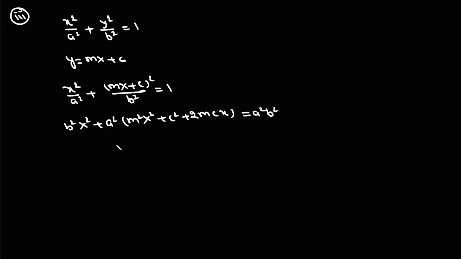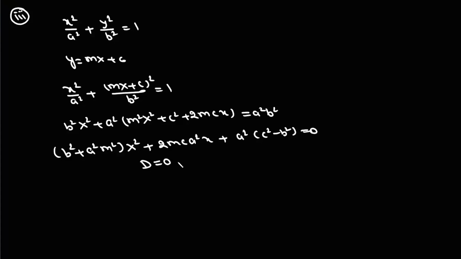Now we can write this as a quadratic equation in x. So it will be b square plus a square m square, x square, plus 2mc a square x plus a square into c square minus b square equals 0. Now again D equals 0. So we get 4 m square c square a to the power 4 minus 4 into b square plus a square m square into a square into c square minus b square equals 0.